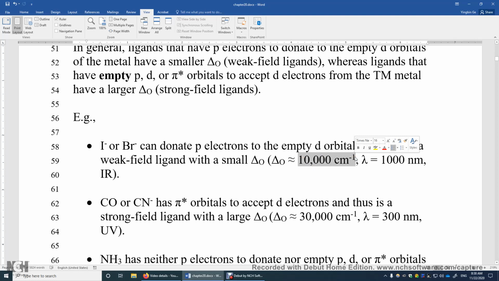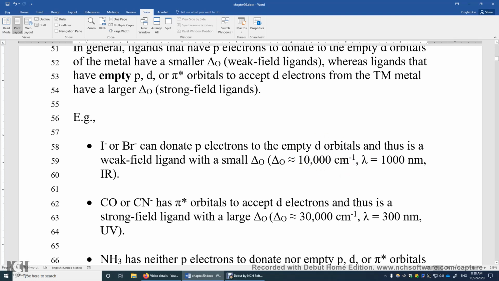And 10 to the power of negative 4 centimeters is 1,000 nanometers. So that's why you can convert it to lambda. And also, given these two numbers, I think you can easily compute the energy in joules by using this equation. It's hc over lambda. Okay, so it's the Planck constant times the speed of light times the wave number. But pay attention to the units.